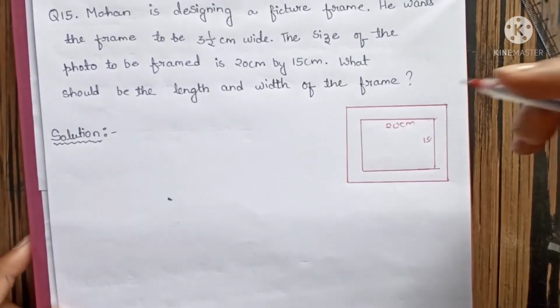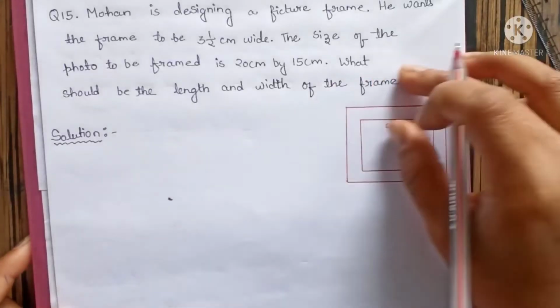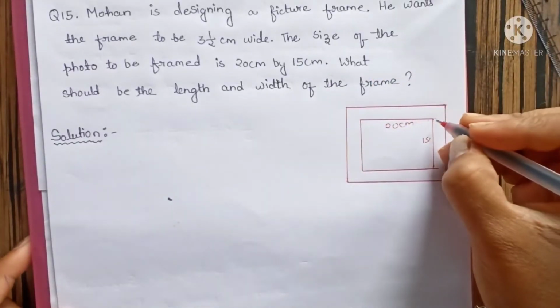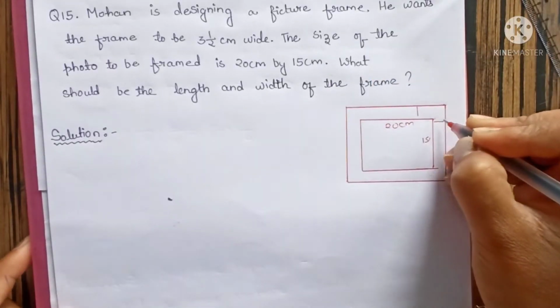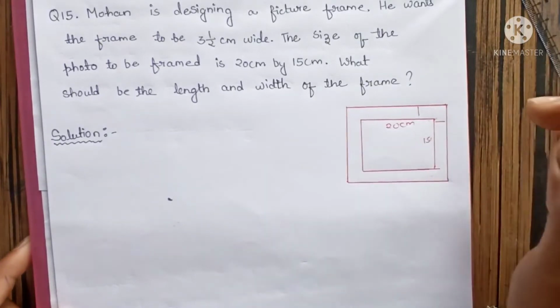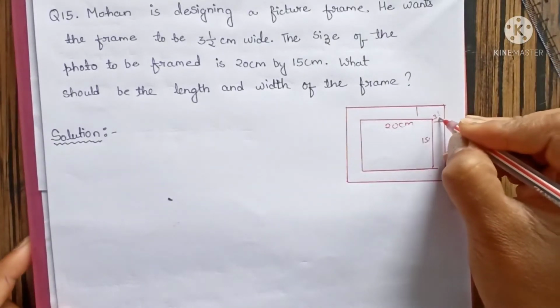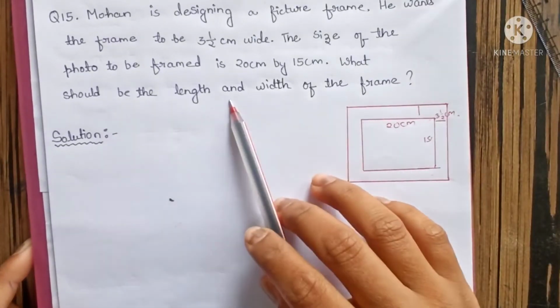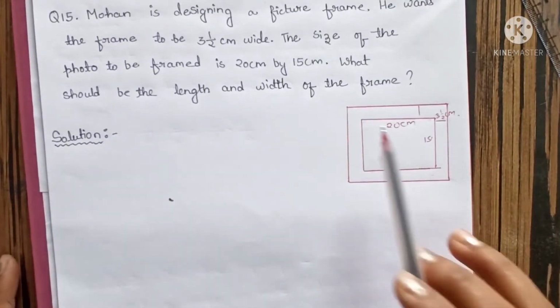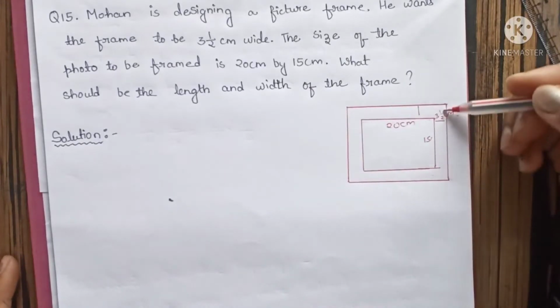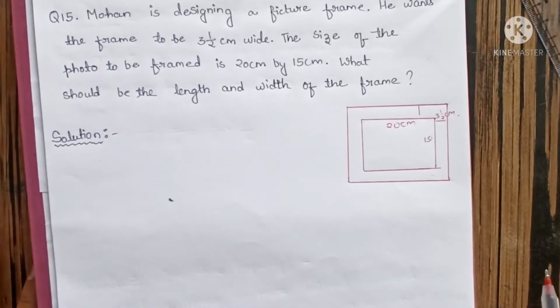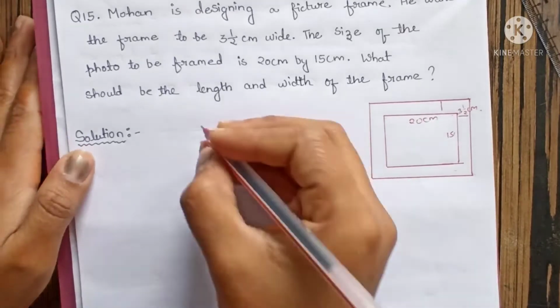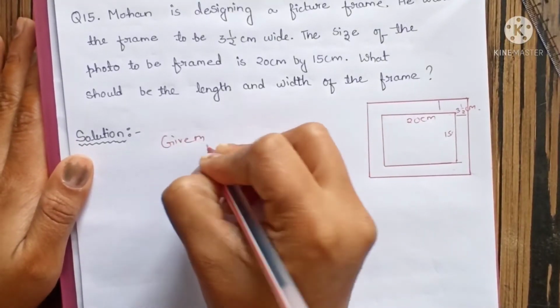Now they are putting a frame around the picture in this way. This is the frame, which should be 3.5. The width of the frame from the picture will be 3.5 cm. Okay. Now, what should be the length and width of the frame? So, what should be the length and the width of the frame with the photo? They are asking this. So, first of all, we must write given. What is given here?